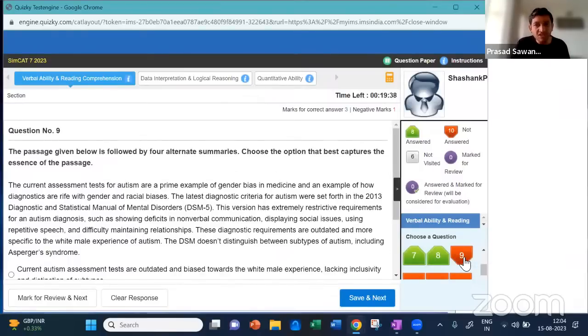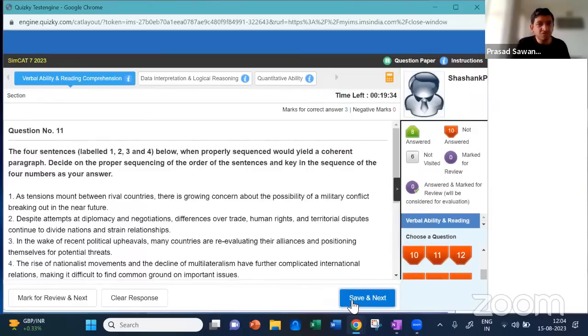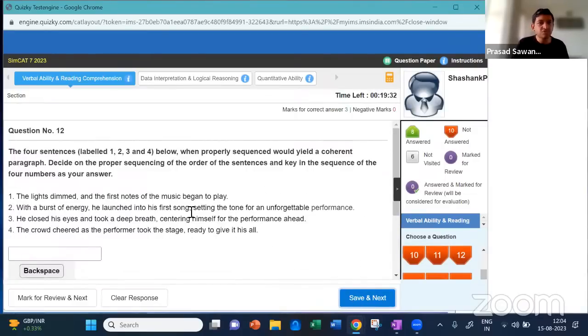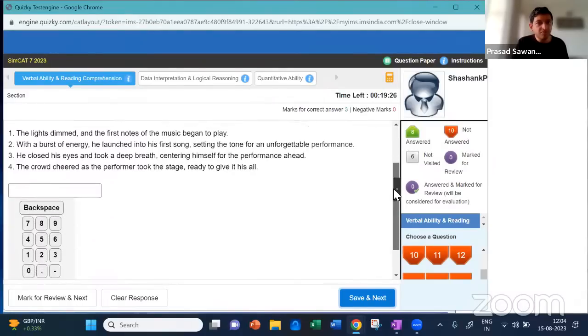I will look at the odd sentence because that is much easier to do, and the parajumbles. Okay, this looks like an easy parajumble. Let's see. The lights dimmed and the first notes of the music began to play. Can't be the first statement. With a burst of energy, he launched. Who launched? We don't know. He closed his eyes. We don't know. The crowd cheered as the performer took the stage, ready to give it its all. Yes, I think 4 is the first statement, because we are introducing the performer.